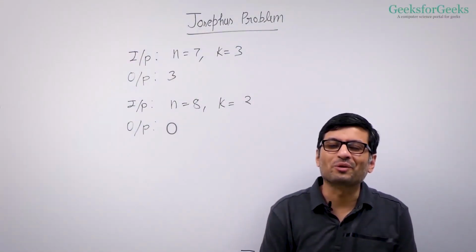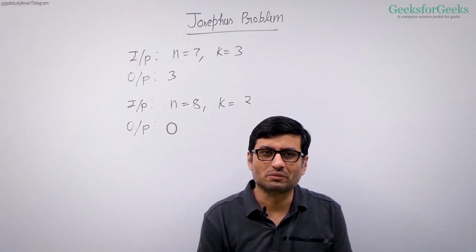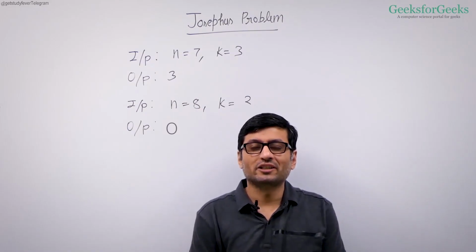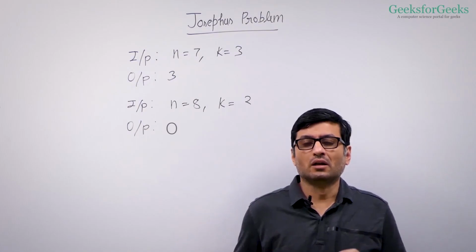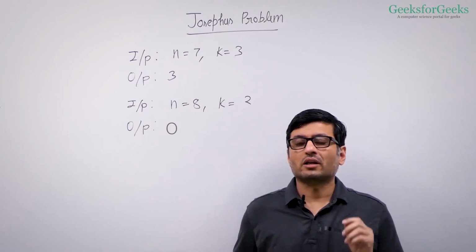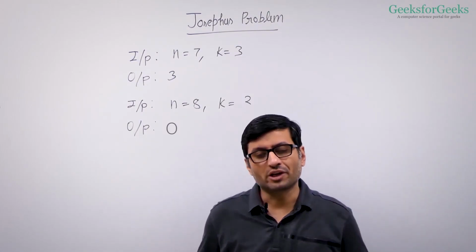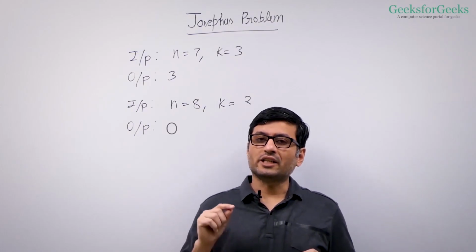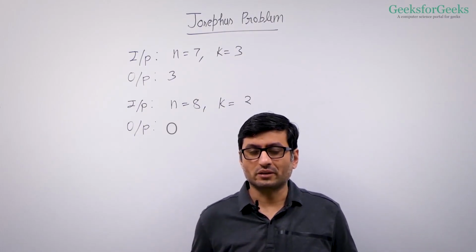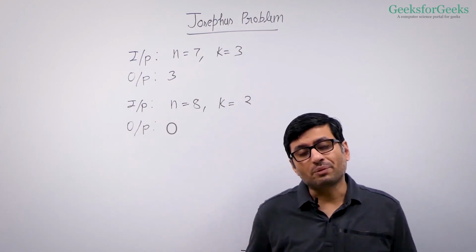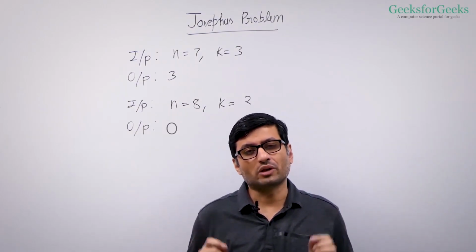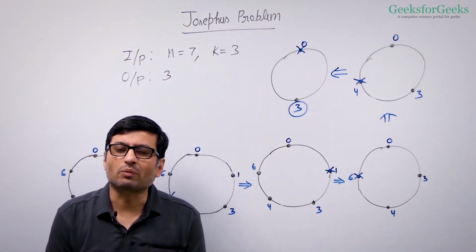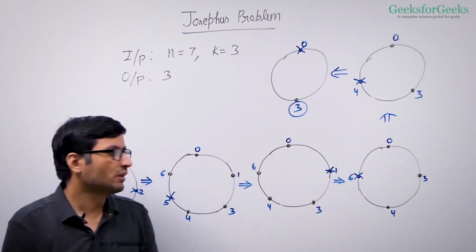Hi, in this video we are going to talk about the Josephus problem. The problem says that there are n people standing in a circle. We need to kill the kth person in every iteration, and this has to be done in a circular manner. After repeatedly doing it, we need to find the position of the survivor. Let us understand the problem better with this example.